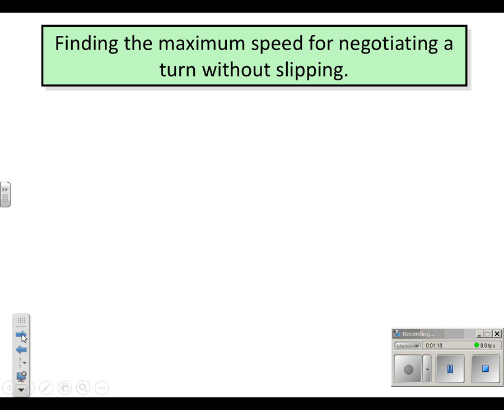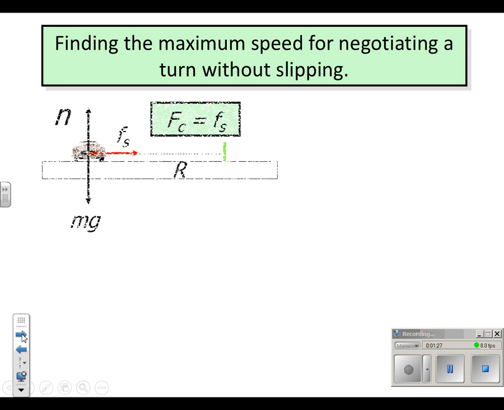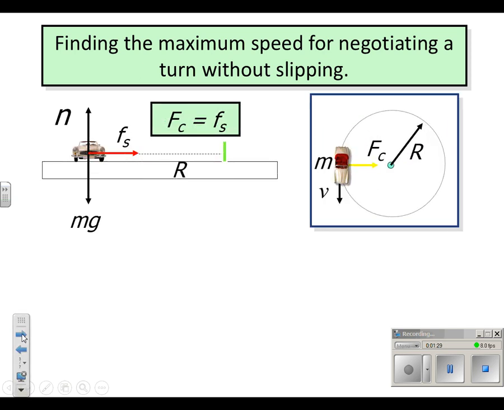So when we're finding the maximum speed for negotiating a turn without slipping, meaning we're not going to go flying off the road into like a fence or whatever, we would have to remember our information about static friction. And friction is found by doing the normal force multiplied by the coefficient of friction. And we've got our car on our flat road surface, and our turn has a certain radius. So we can look at it from the side view here on the left, or we can look at it from the top view over on the right.